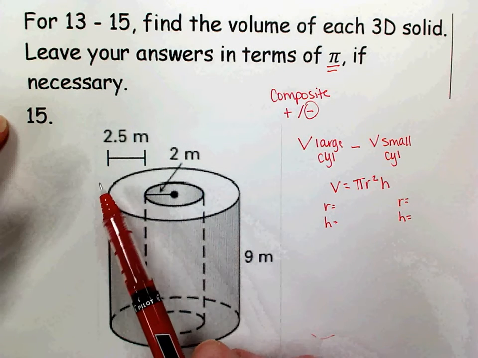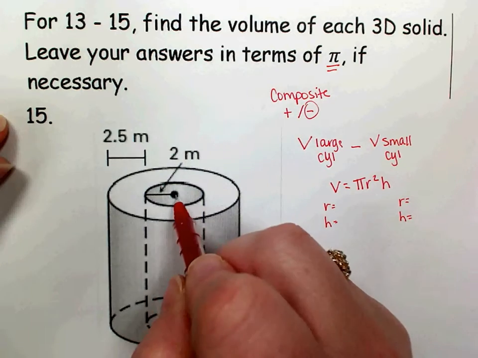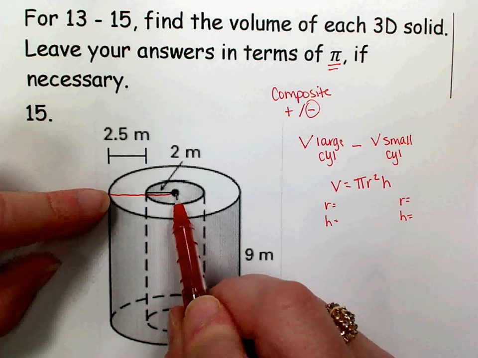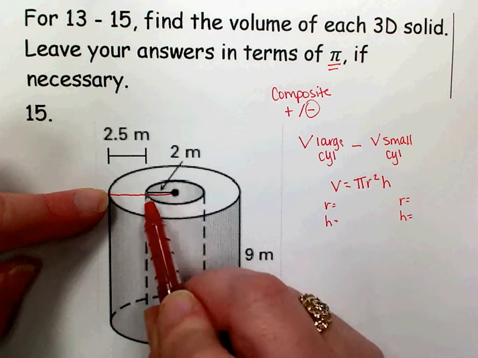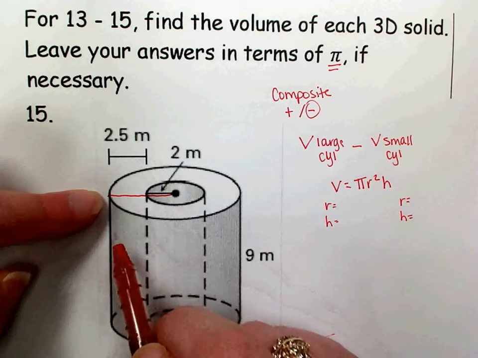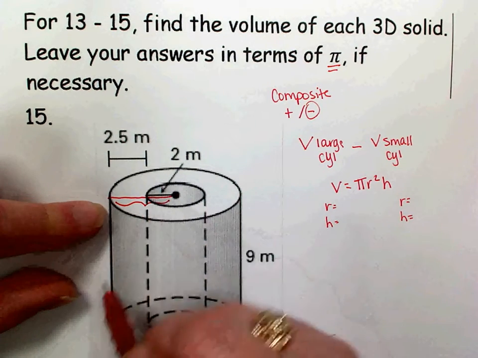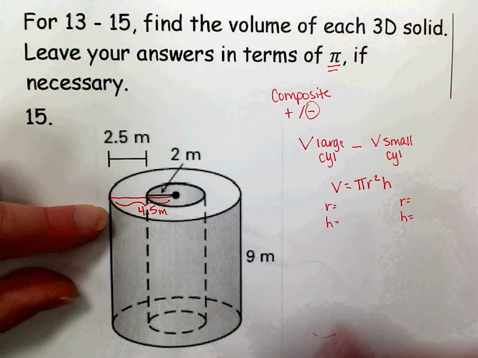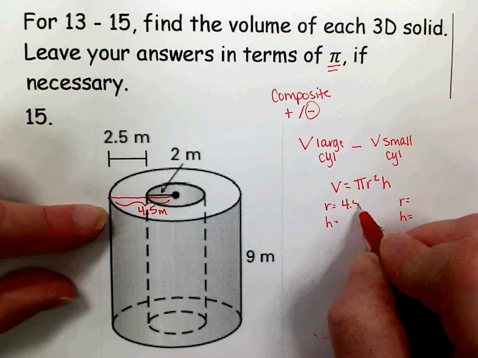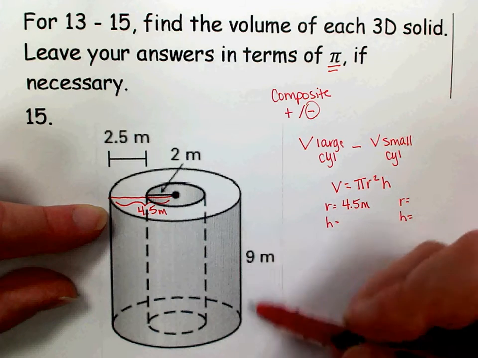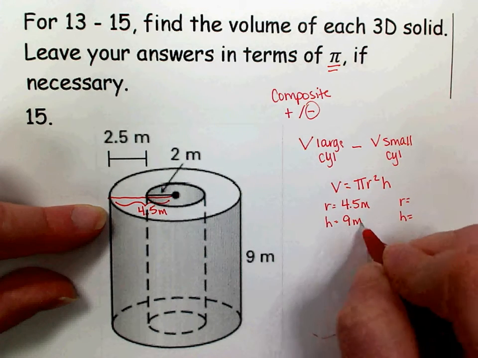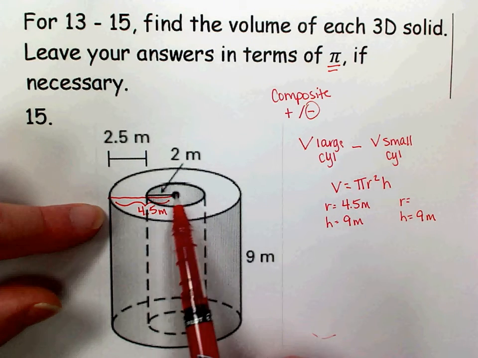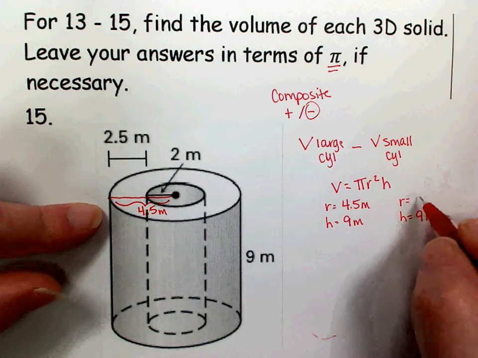So on the large cylinder, the radius is going to be from the center here all the way to the edge. So this is what we're looking for, the radius of the large. We're given from here to here is 2 meters, and from here to here is 2.5 meters, which means all the way across for this radius, we're going to add the 2 and the 2.5 to get 4.5 meters as the radius of my large cylinder. The height is this distance between the two bases, which is 9 millimeters, and that's the same for both cylinders. So now all we need is the radius of the small cylinder, which we were given. That's this distance here, which is 2 meters.